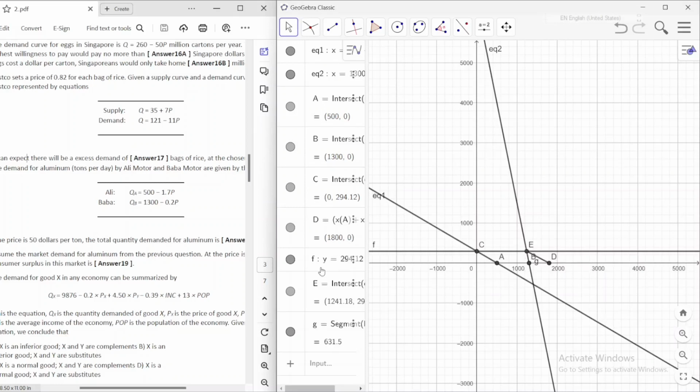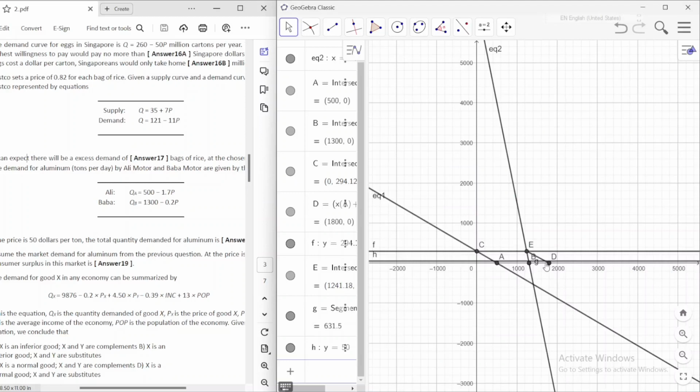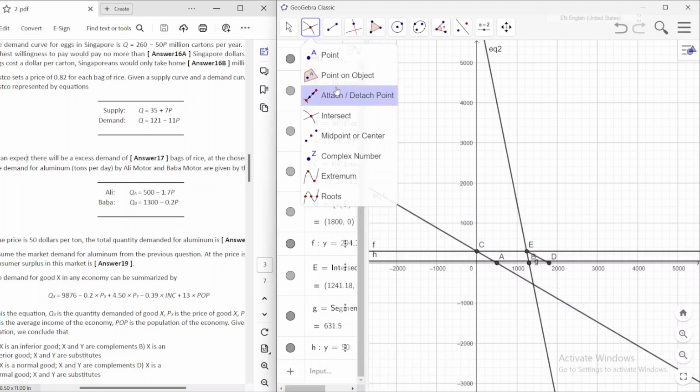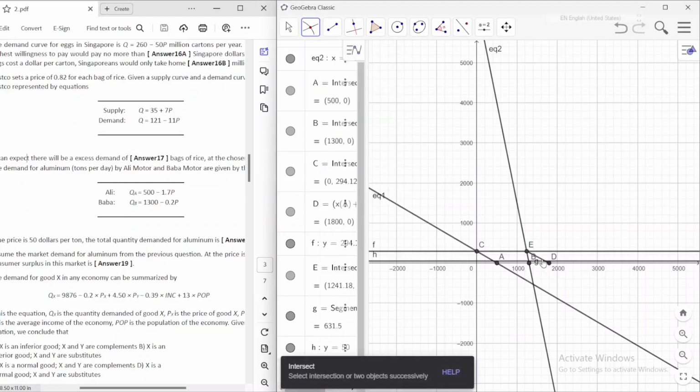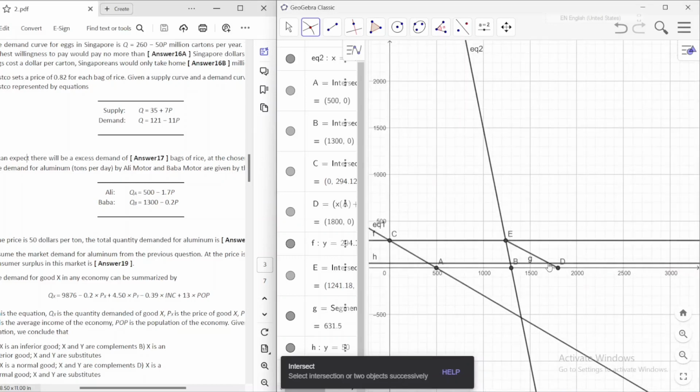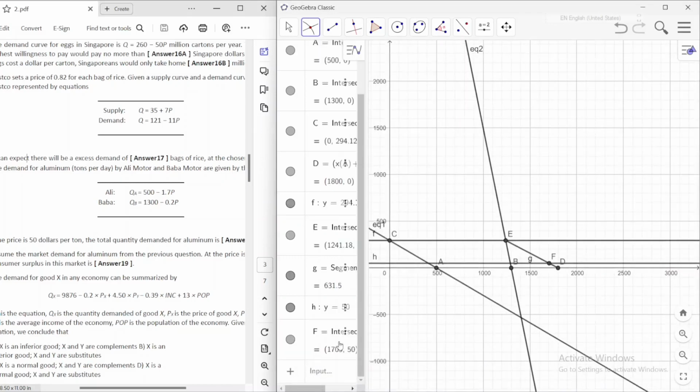Okay, now when you put the price y equals to $50, you can find out the quantity demanded. So as you can see, this is your quantity demanded. So 1705 in this case. Okay, this is the quantity demanded. All right, now let's move on to the next question.